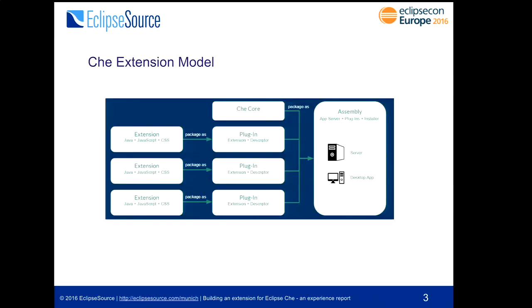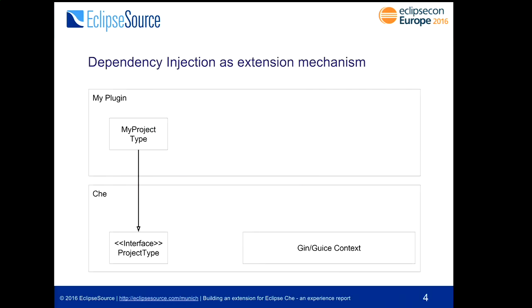Okay, let's talk about extensions more in detail. When you think about Eclipse, the typical extension mechanism is extension points. Those are very likely not used in Che. So how to extend Che? The main extension mechanism of Che is dependency injection, which is cool because that's a very generic and very flexible mechanism. There are two typical use cases for how you use dependency injection.